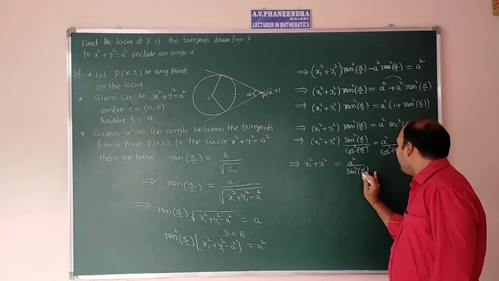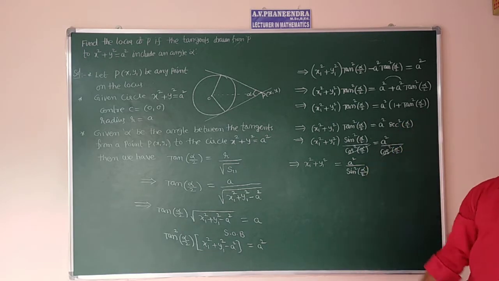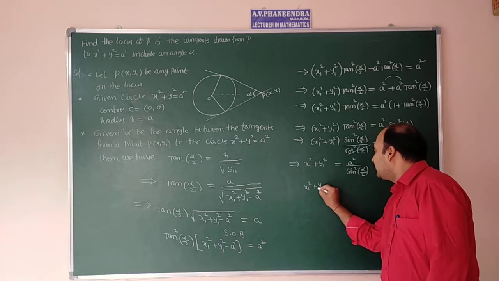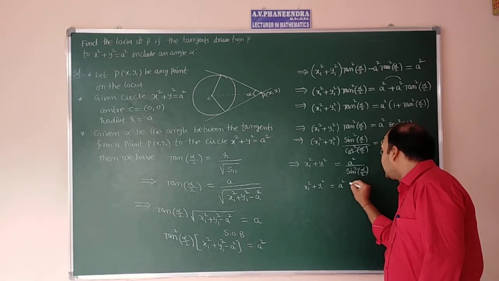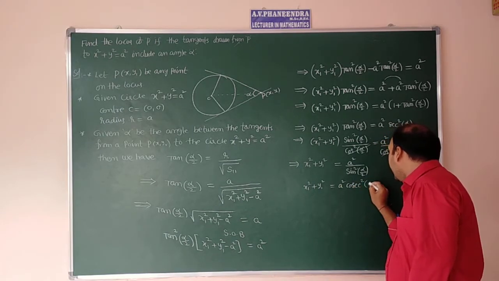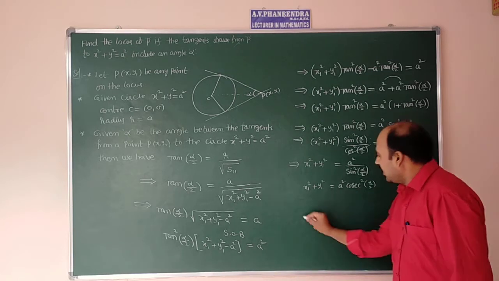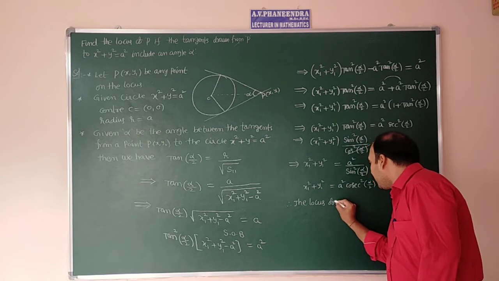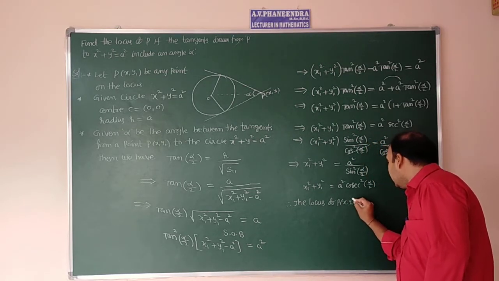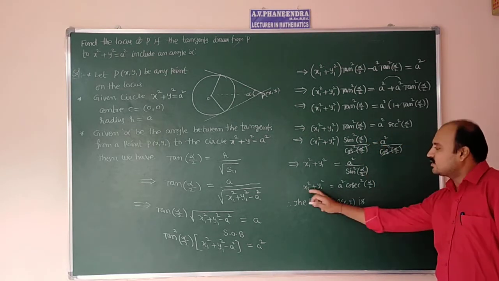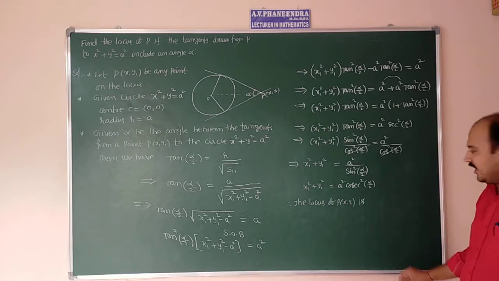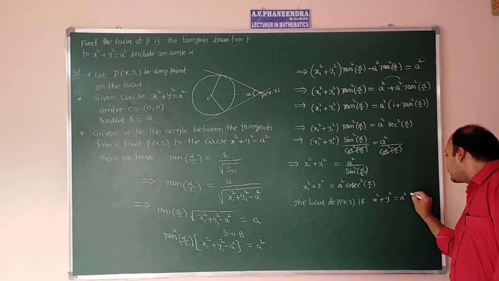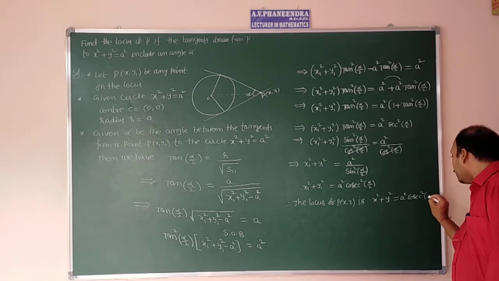So the reciprocal of sine is equal to cosecant. Therefore in the next step x1 square plus y1 square is equal to a square into cosecant square alpha by 2. So therefore, conclusion step, the locus of P of x1 comma y1 is, wherever x1 y1 is there you have to replace with x comma y. x square plus y square is equal to a square cosecant square alpha by 2.